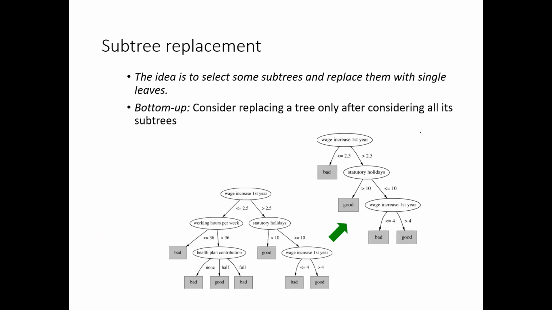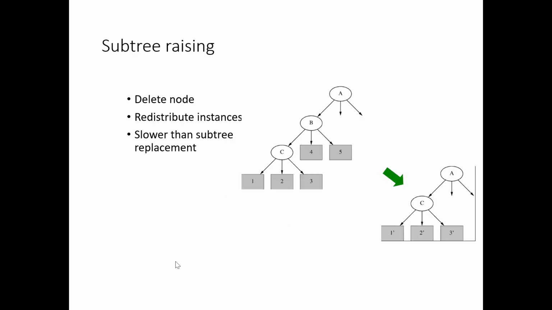For example, subtree replacement, where you look at what is available right now. This is the original decision tree. If you look at only this part of the decision tree, what do you think? That's what we see here. This part of the decision tree we have replaced with bad, because you see there are a lot of bad outcomes, which means we can simplify and say this is bad.